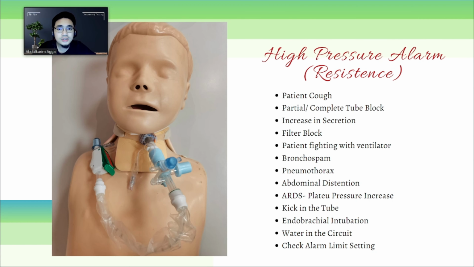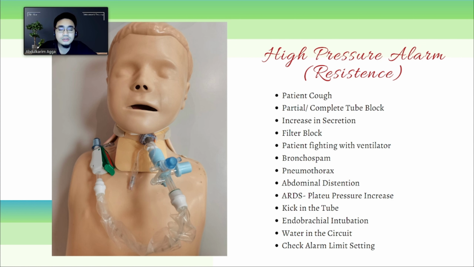Another concept that you need to remember for your ventilator is how to address an alarm. In your mechanical ventilator, there are two types of alarm that you need to remember: you have your high pressure alarm and you have your low pressure alarm. For your high pressure alarm, this is usually caused by any resistance. A good example of this is when your patient coughs, or there is a partial or a complete tube block.